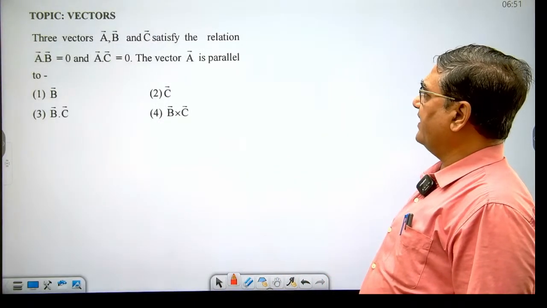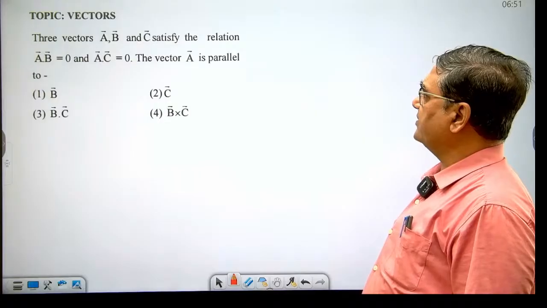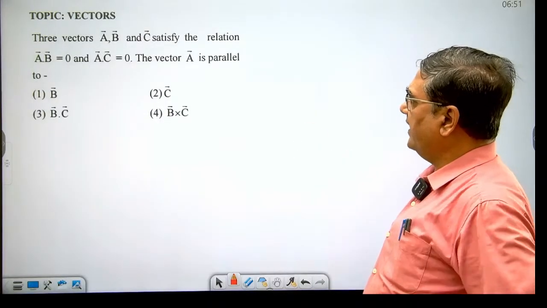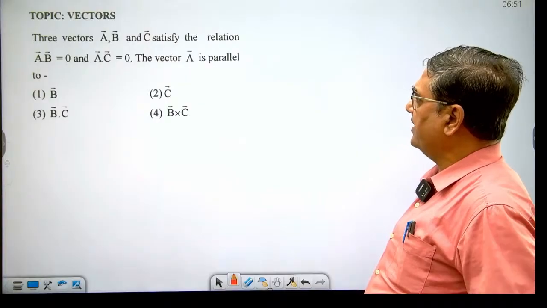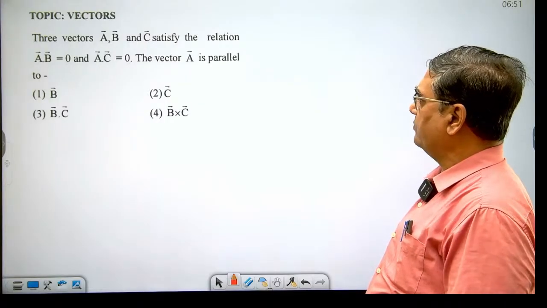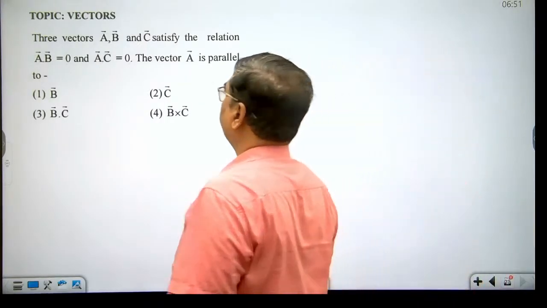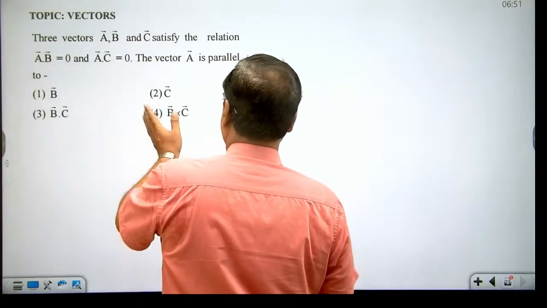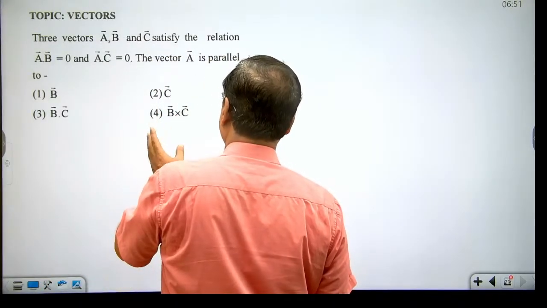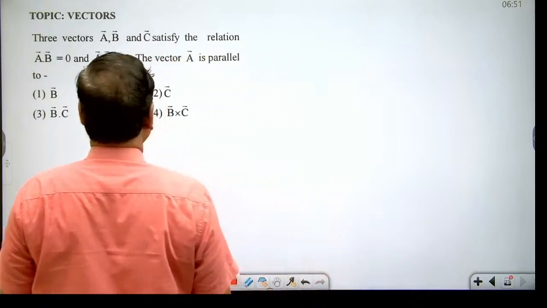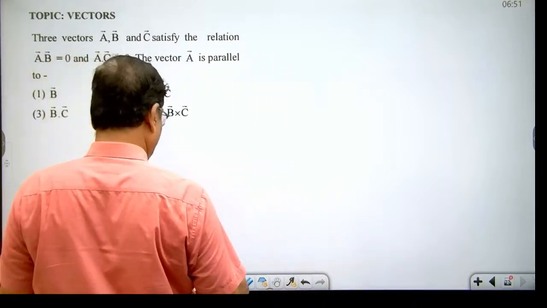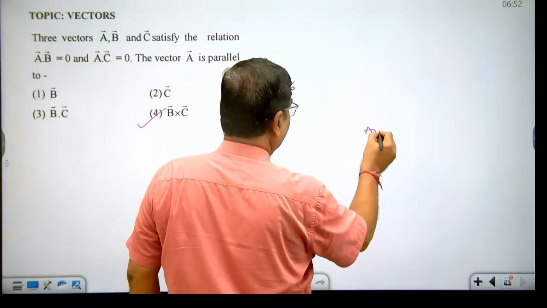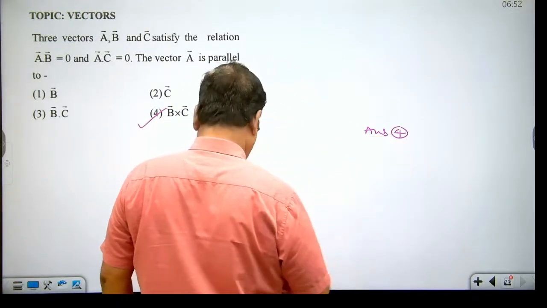Three vectors A vector, B vector and C vector satisfy the relation A dot B equal to 0, which means A and B are perpendicular, and A dot C equal to 0, which means A and C are also perpendicular. Then vector A is parallel to definitely B cross C, because B cross C will have direction perpendicular to the plane of B and C, okay? So this will automatically become parallel to A. So out of 4 choices, the correct choice is option 4.